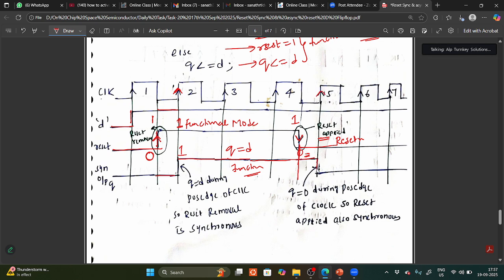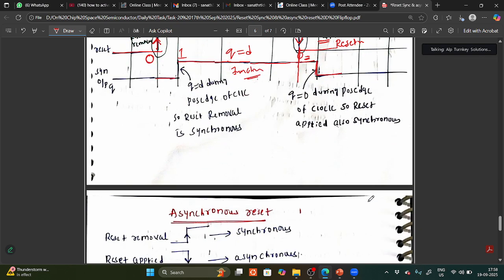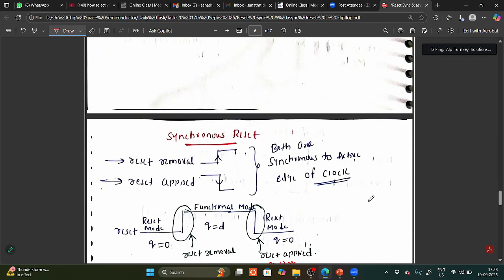Okay, when it is going into reset state, during this passage it is going into reset. So from this what I can say, reset removal is synchronous, reset applied is also synchronous. This is synchronous and this is also synchronous. Both are synchronous with the clock. Reset removal and reset applied both are synchronous. So that means from this I can say that both reset removal and reset applied are synchronous with the active edge of clock.